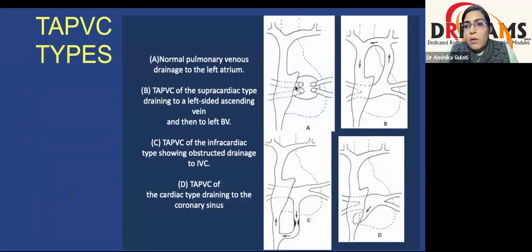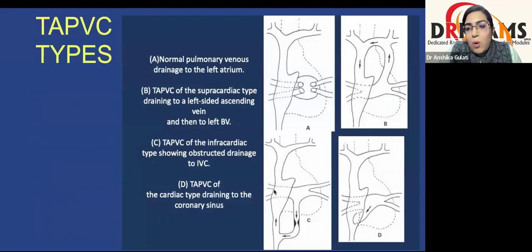So this is the normal drainage. All the 4 pulmonary veins are draining into the left atrium. In the supracardiac type, all the 4 pulmonary veins will form a common channel which will drain into a vertical vein, draining into the brachiocephalic and ultimately into the SVC and right atrium. This is the supracardiac type.